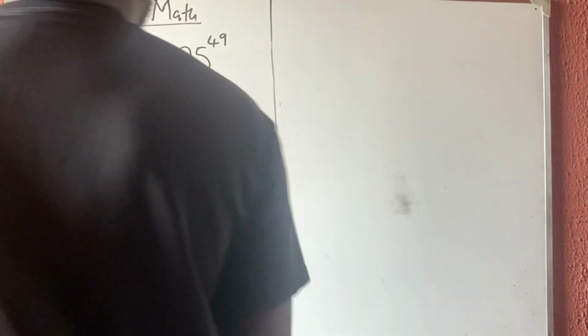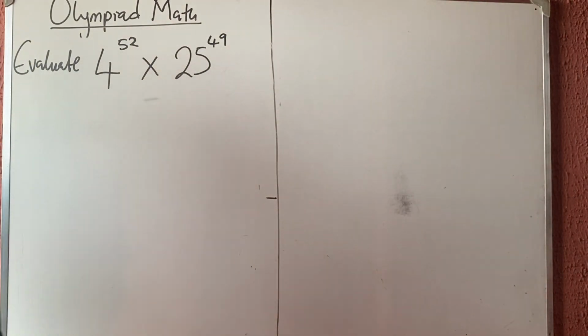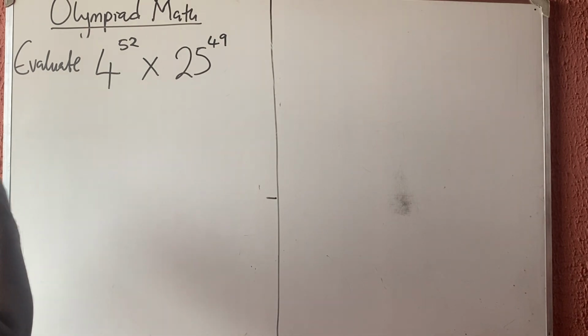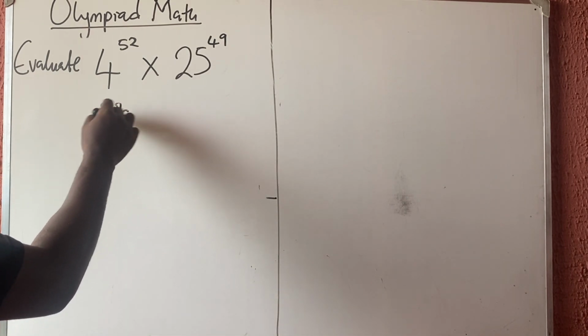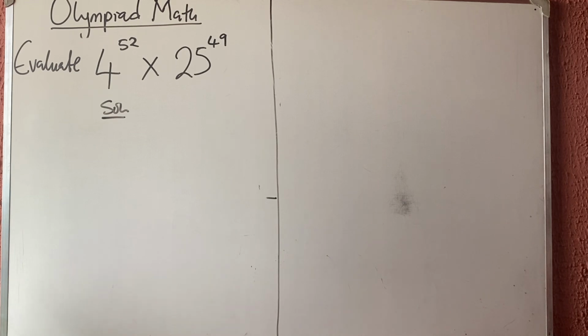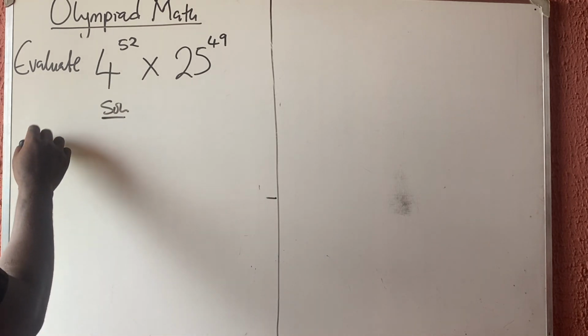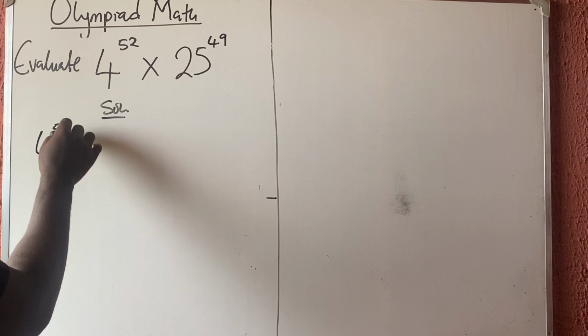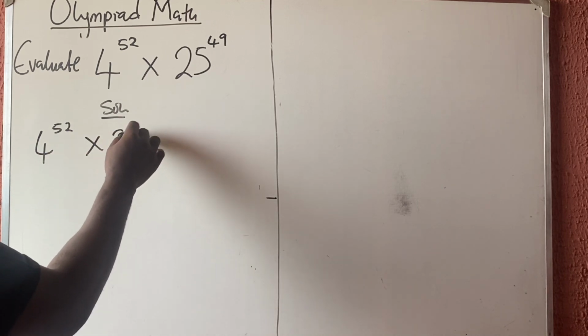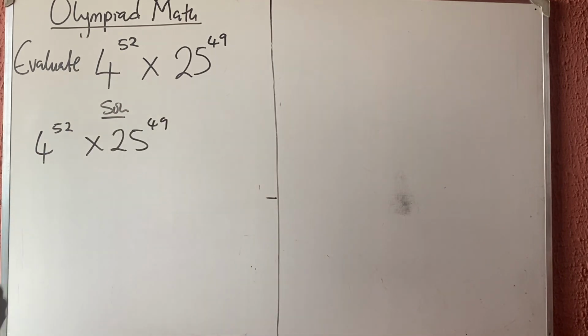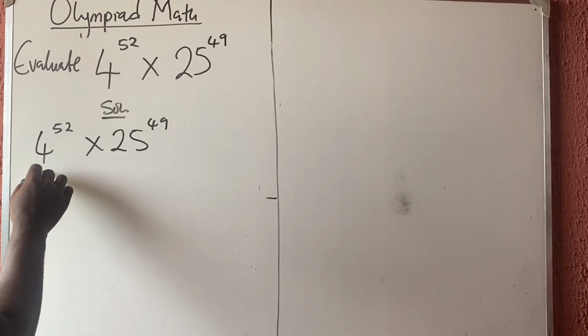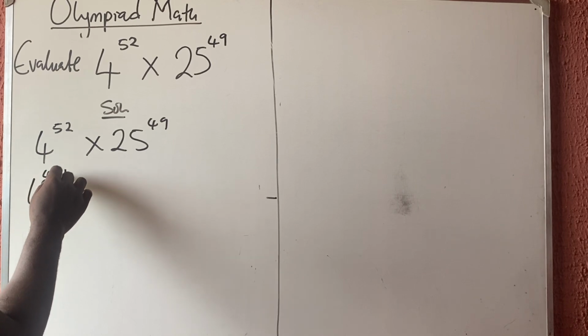Okay, let us quickly solve this Olympiad math problem. Now, the first thing you do is you check the solution. What is the difference between 49 and 52? They gave me 4 raised to power 52 times 25 raised to power 49. So now you see that 52 is exactly 4 raised to power the same 49 plus 3.